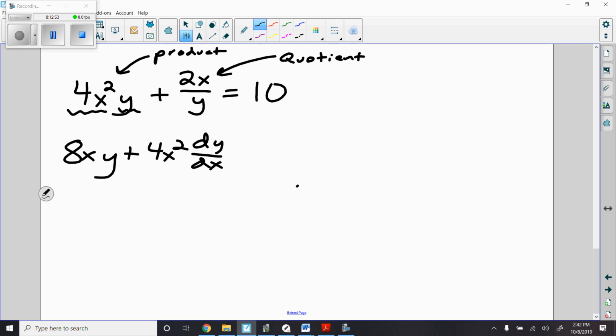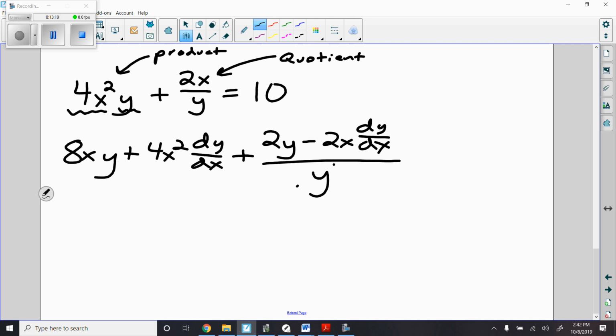So quotient rule says I do the derivative of the top times the bottom minus the top times the derivative of the bottom over the bottom squared. So here's what that's going to look like. The derivative of the top is 2 times the bottom is y minus the top times the derivative of the bottom, which is 1 dy/dx, all divided by that bottom function squared. So I had to execute the quotient rule and follow the rules of implicit differentiation. And the derivative of 10 is 0.